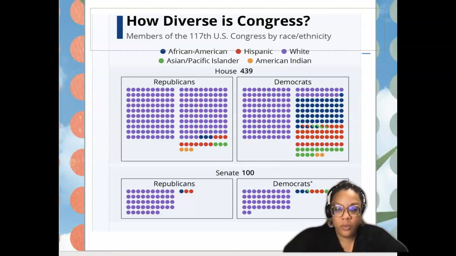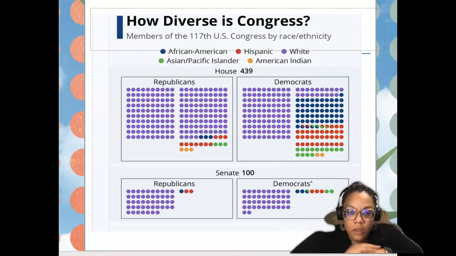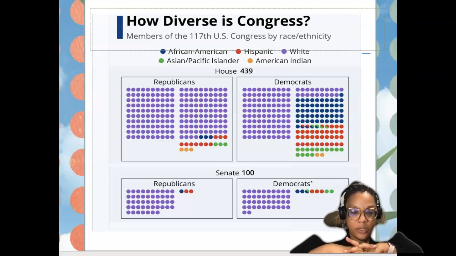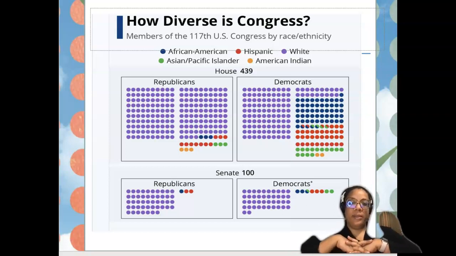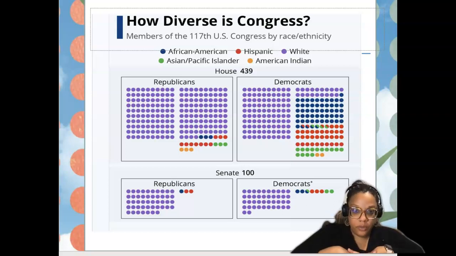Let's see if I can move myself out the way. What do we see here? Well, hopefully you're seeing what I'm seeing here. It's trying to give us a breakdown in terms of race and ethnicity here, and we're seeing more non-white, right, African American, Hispanic, American Indian, Asian Pacific Islander here in the Democratic Party. We're seeing some representation here in the Republican Party, some members of the House as well, and then we're seeing that reflected in the Senate count below in terms of Republican senators and Democratic senators. Okay.